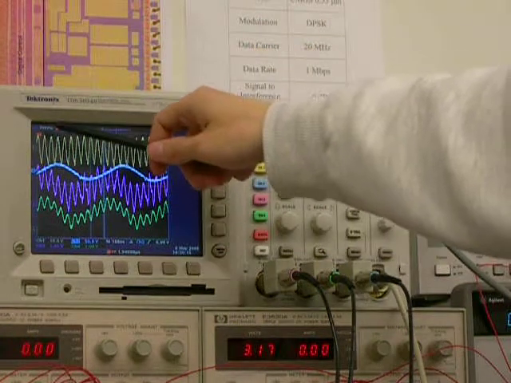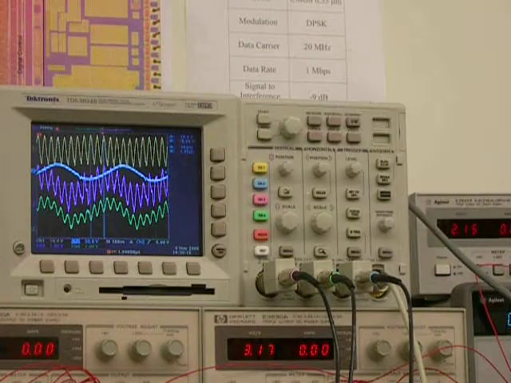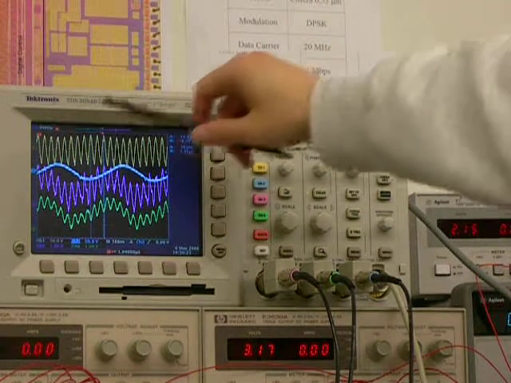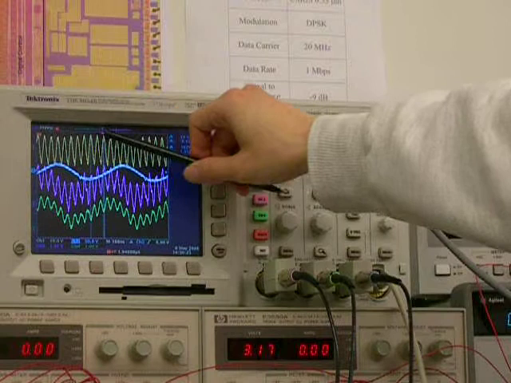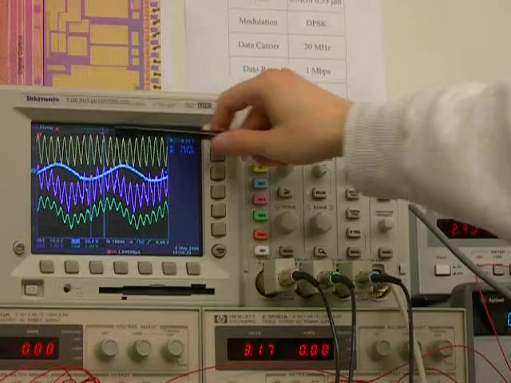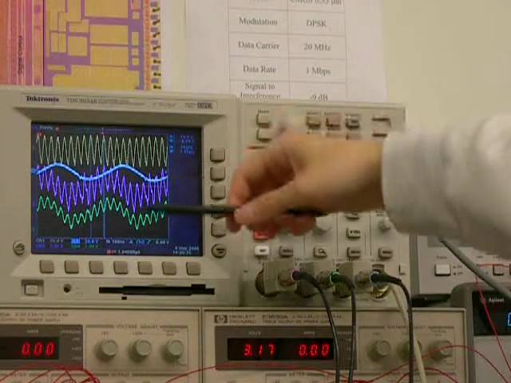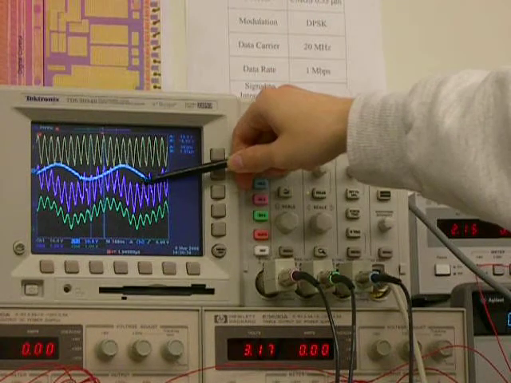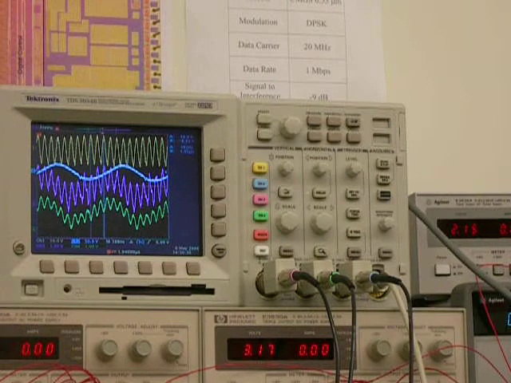So the yellow trace does not only have the ups and downs of the 20 megahertz carrier signal, but if you look very closely, there is a slight envelope associated with it, and that slight envelope certainly tracks the ups and downs of the power carrier signal. So here we're seeing an interference on the data signal by transmitting power and data at the same time.